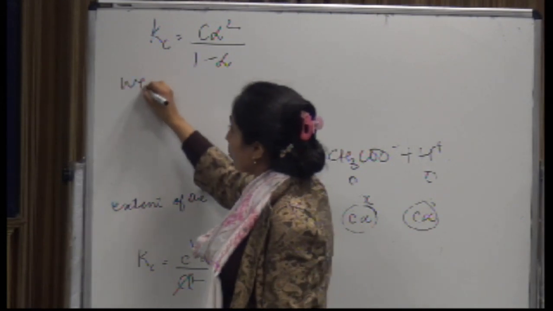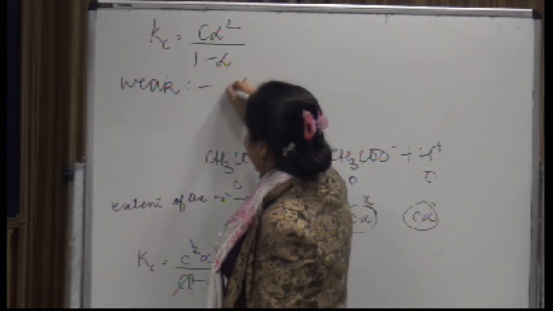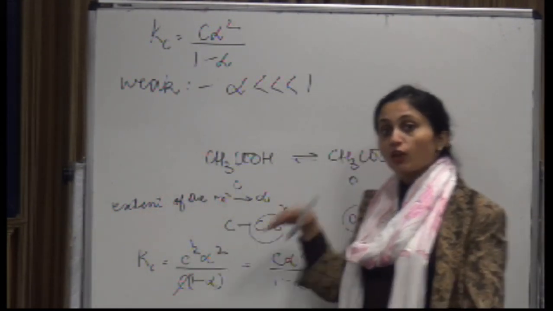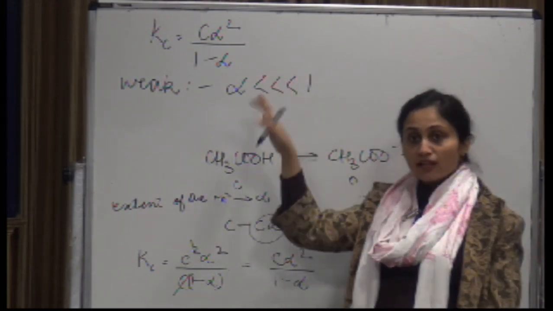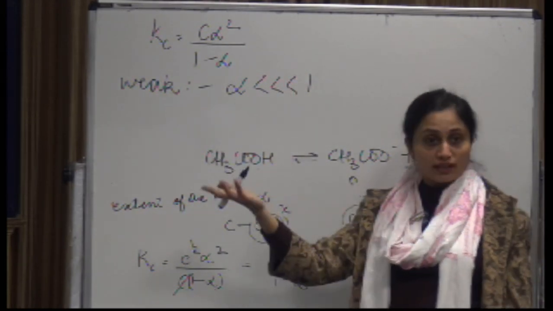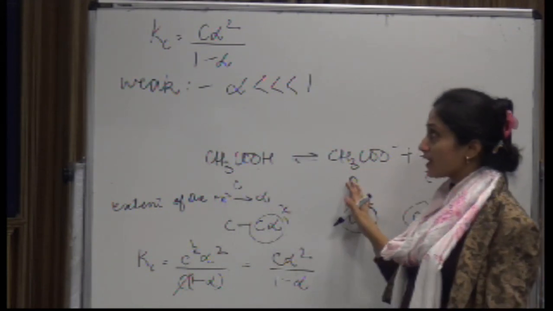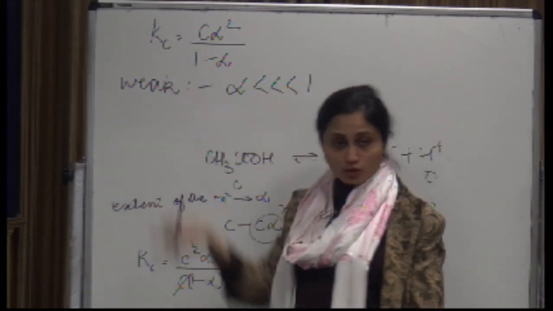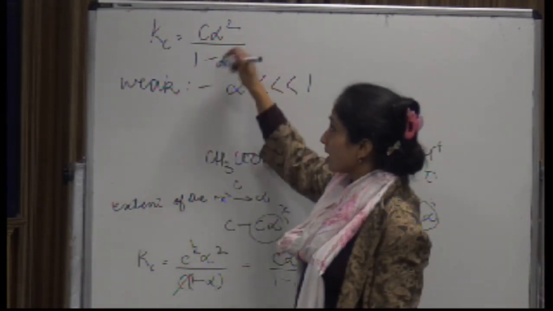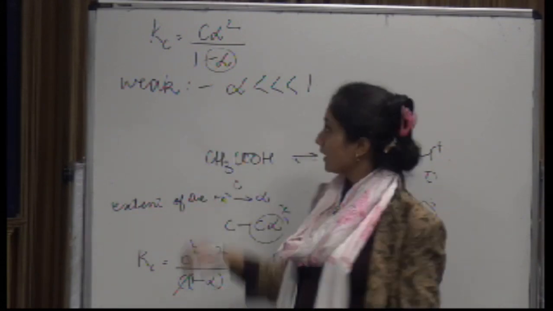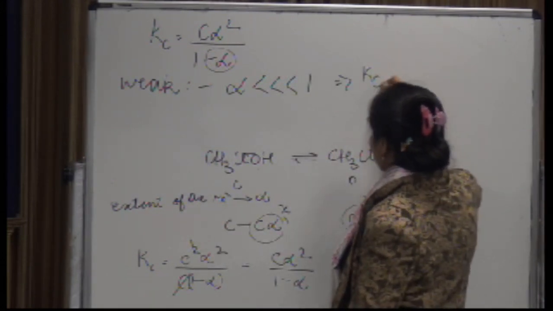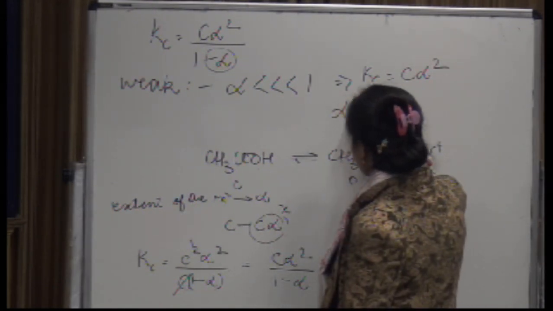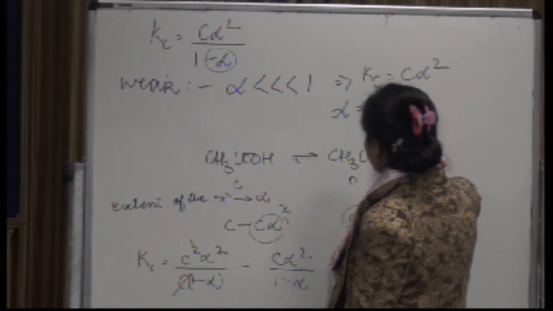Now if my electrolyte is a weak one, then my alpha will be much less than 1, because if it is weak, it will hardly dissociate. This is the first kind of equilibrium in which you have the undissociated form much more than the dissociated forms. So in that case my extent of the reaction will be very low. If it is very low, then it is much less than 1, and if it is much less than 1, I can just ignore it in the denominator. So in that case my Kc will be equal to C alpha square. So I can find a relationship for alpha that will be equal to under root of Kc by C.